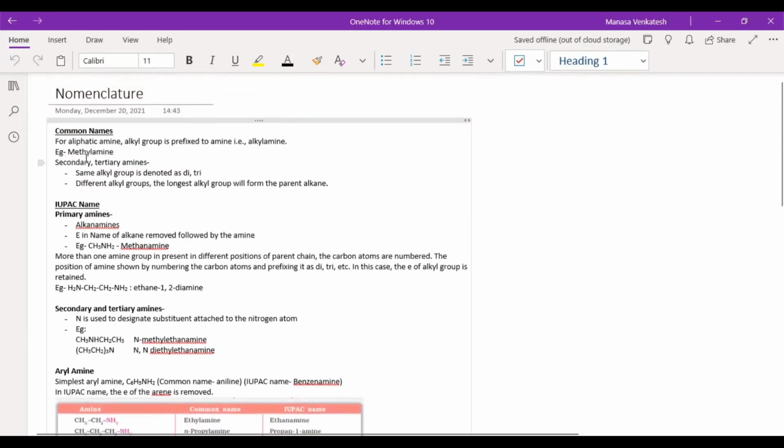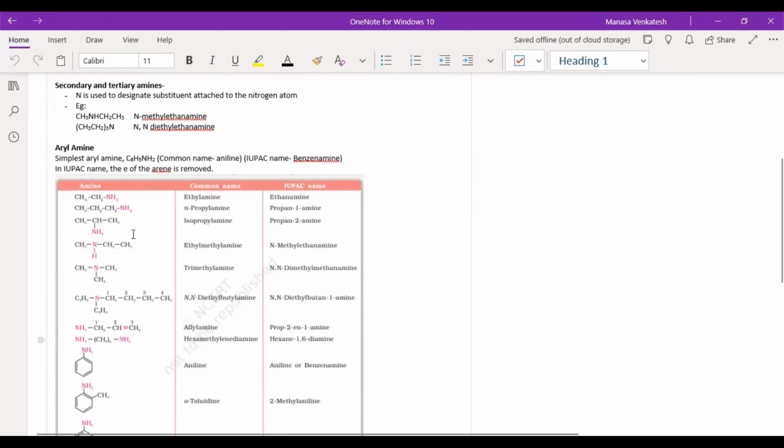Now, when we have secondary and tertiary amines, if you have the same alkyl group, like in this case, you have 3 alkyl groups and 3 of them are methyl groups. So they are referred to as trimethylamine. On the other hand, if they are a mixed set, the longest chain is considered as the parent chain. So here you have an ethyl group and an ethyl group as well as a butyl group. So the butyl group is considered the part of the parent chain. So N,N-diethylbutylamine.